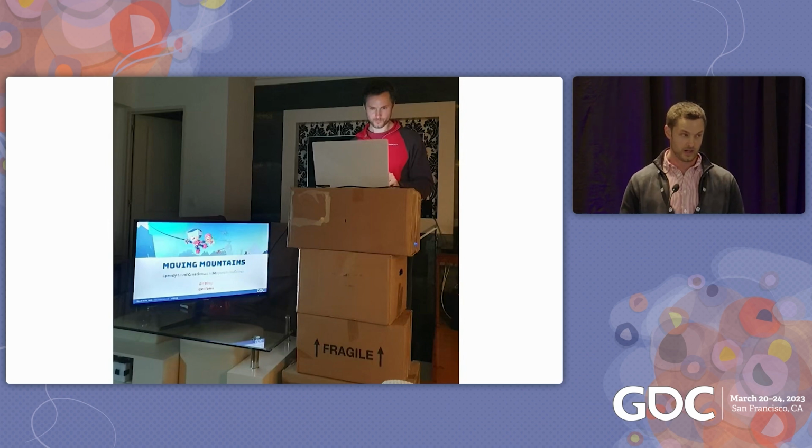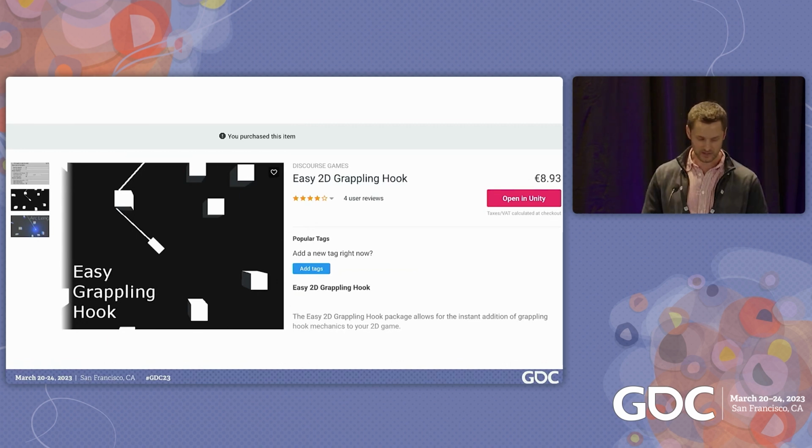Basically, I don't really want to program anything unless I absolutely have to. So the very first thing I did was look on the Unity Asset Store, just in case there was something which I could use for swinging you up a mountain. Lo and behold, I found Easy 2D Grappling Hook for a mere $10. And it turned out this was the best $10 I've ever spent.